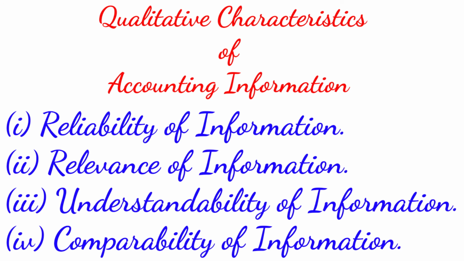The last qualitative characteristic of accounting information is comparability of information. It refers to the capability of comparison with other information. As we all know, the accounting information of the previous year is compared with the accounting information of the current year in order to get an idea about the change in the status of financial position of an entity.